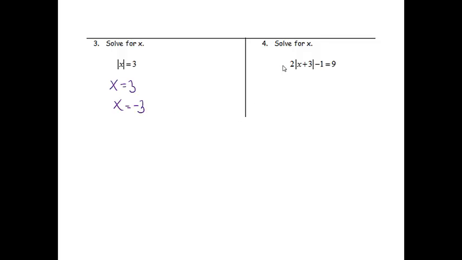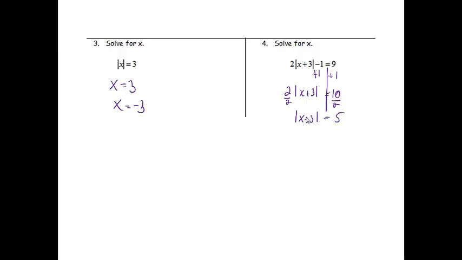Okay, for number 4, when it says to solve for x, we want to get the bars or the absolute value symbols by themselves first. So what we are going to do is, first of all, start by adding 1 to both sides, just like we would a normal equation. So I'm going to have 2 absolute value of x plus 3 is equal to 10. The next thing we're going to do is divide both sides by 2. So I'm going to get the absolute value of x plus 3 is equal to 5.